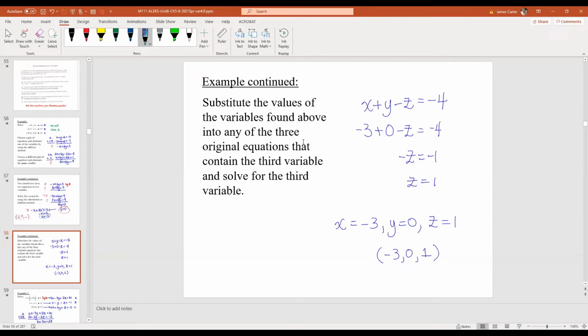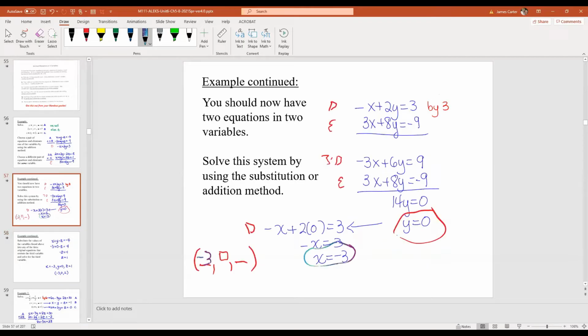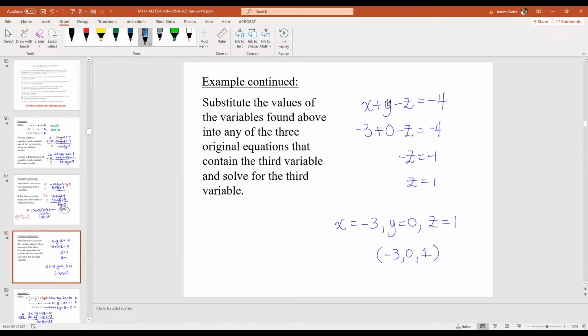All right, now at this point, we've got our X value and our Y value, -3 and 0. So now we're going to take these two values and put them into my first equation. This was the A equation.